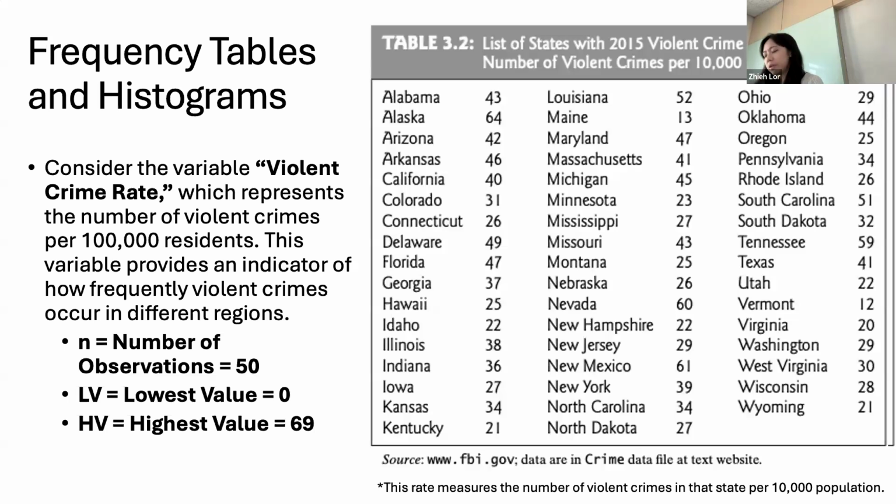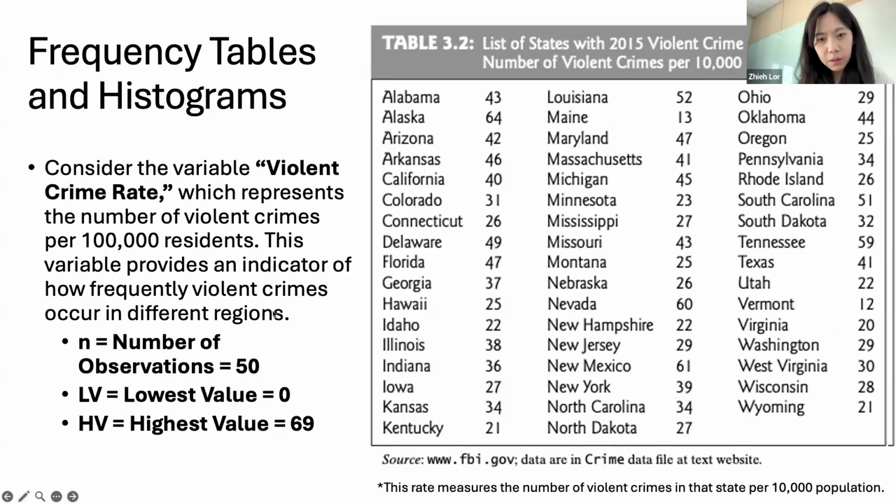So one of the examples given in the text is this. These are the states with the 2050 violent crime rates, measured as the number of violent crimes per 10,000 population. So we have all the 50 states here. So our N, the number of observations, will be 50. So 50 states, 50 of them. And then you can see here, the lowest value is 0. Do they have 0? Why is it 0? Okay. Well, there must be something wrong here.